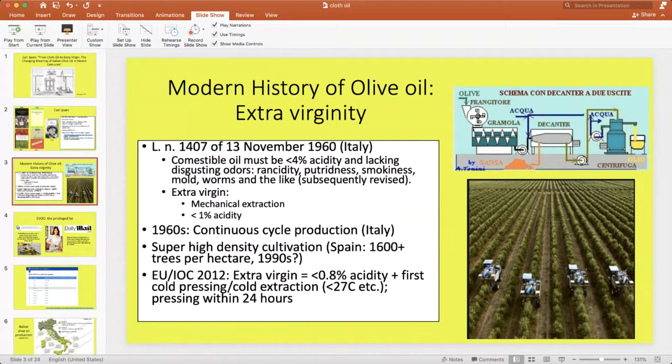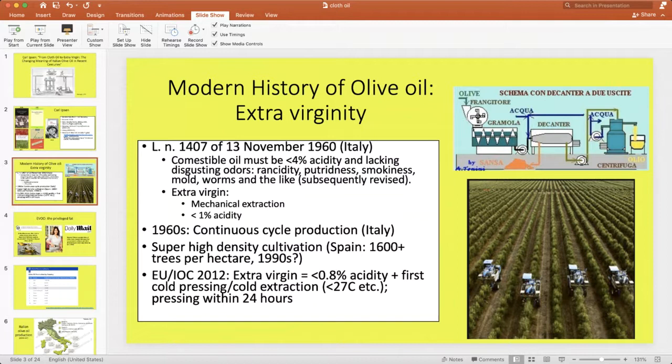That first Italian law of 1960 has been revised and indeed adopted more or less by the EU. And I mentioned here the 2012 law, which I think is the most recent. It has acidity down to 0.8%, specifies that the temperature of processing can never rise above 27 degrees Celsius, that the fruit must be pressed within 24 hours of harvest, and so on.